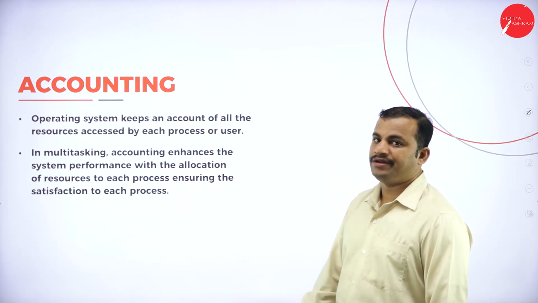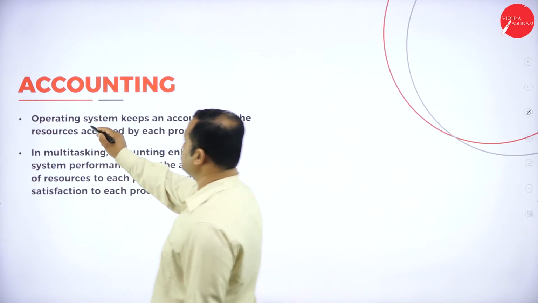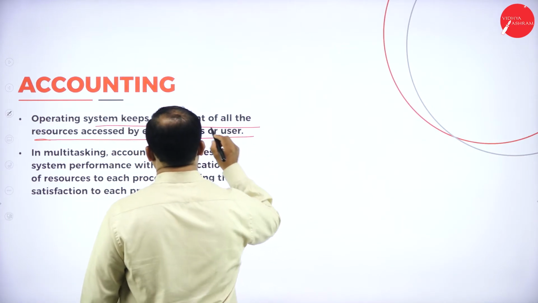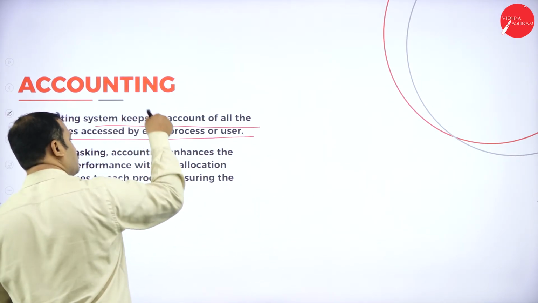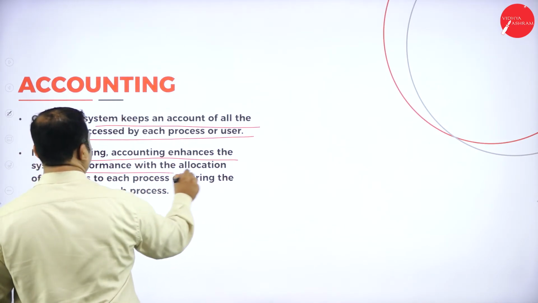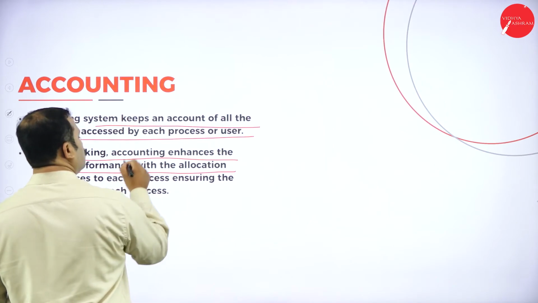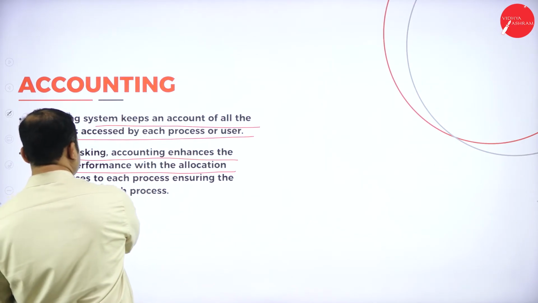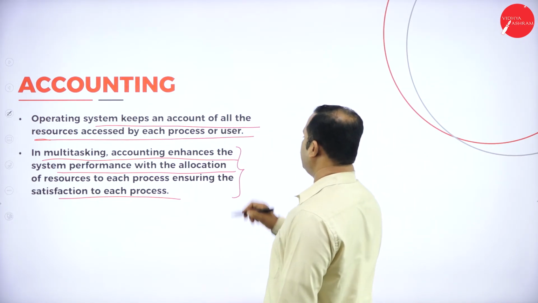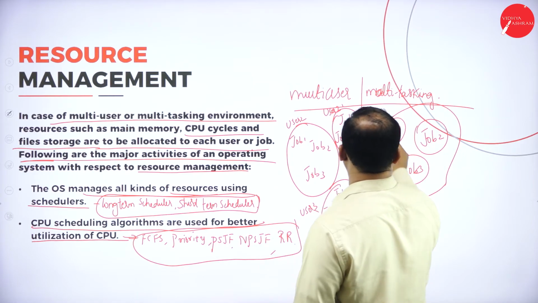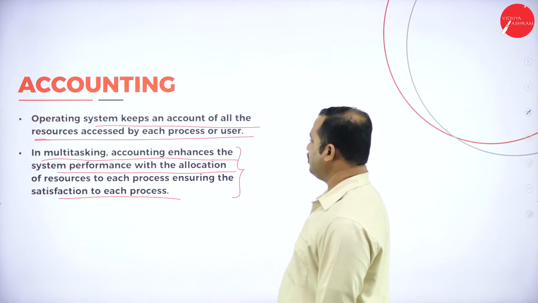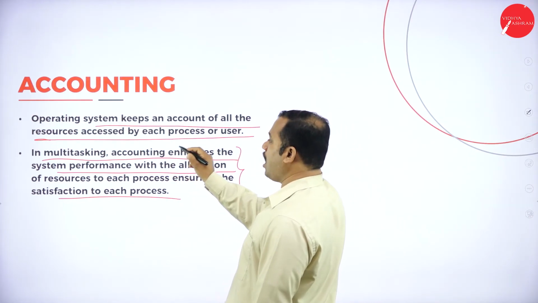Moving on to the accounting information, the operating system keeps track of the total number of accounts that are responsible for resource allocation and resource fetching operations. In multitasking, accounting enhances the system performance with the allocation of resources to each of the processes, ensuring satisfaction to each process. What does this mean? In a multitasking environment, as I have already discussed with you, this enhances the accounting information.